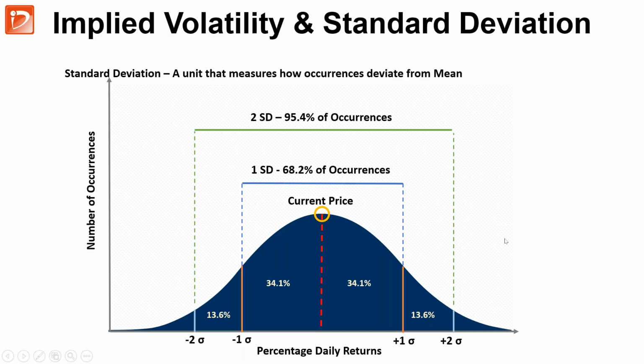What the normal standard distribution tells us is that 68% of those occurrences, the daily returns, will happen within this one standard deviation range, minus one standard deviation and plus one standard deviation. And 95% of those occurrences will happen within this two standard deviation range.